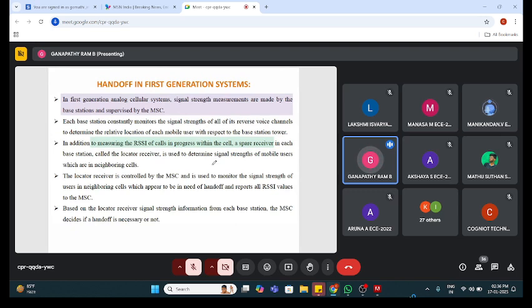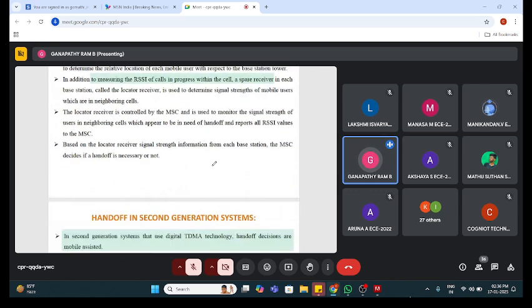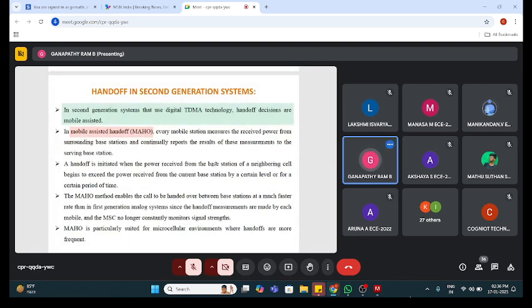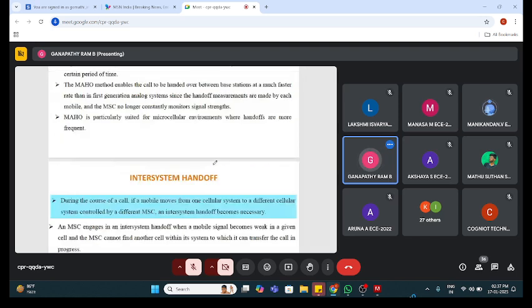It created a large delay where the call was getting terminated, so it was avoided in the second generation system by allocating the received signal strength calculation to the mobile. This technique is called mobile assisted handoff, so that the mobile switching center does not have any burden. The mobile can initiate the request for handoff, the base station can acknowledge it, and the proper handoff can be accomplished, so that the delays are reduced.